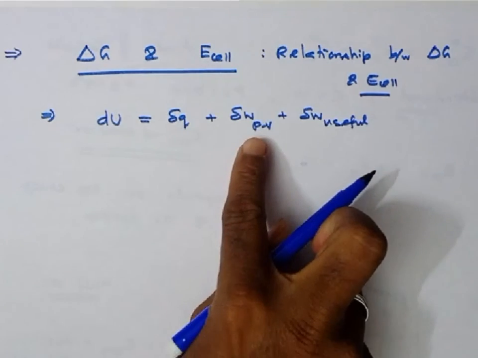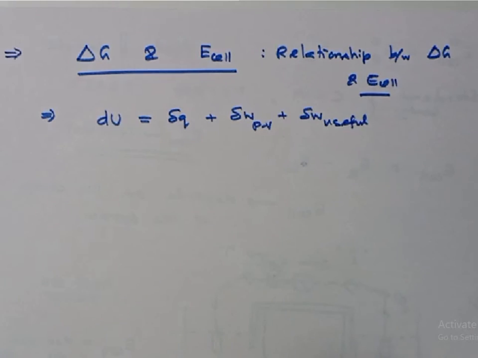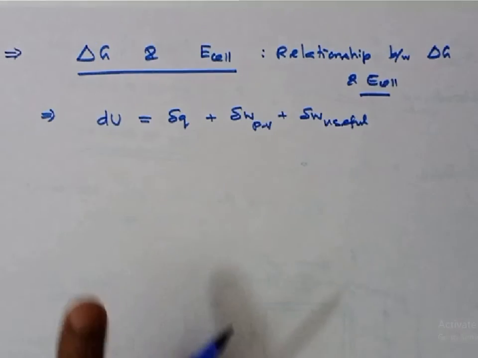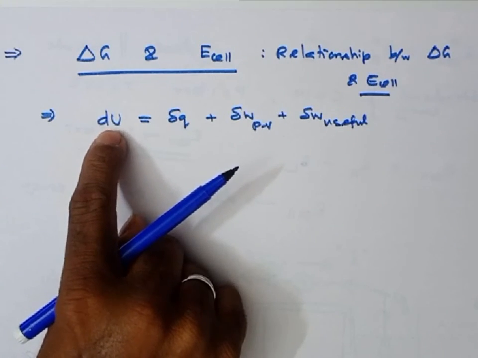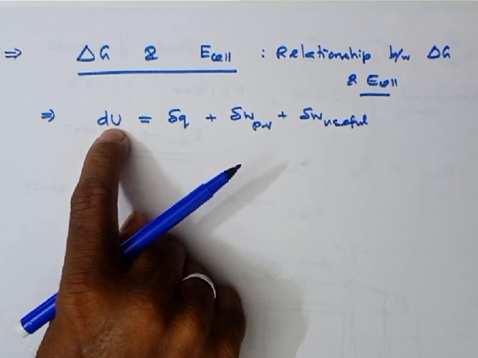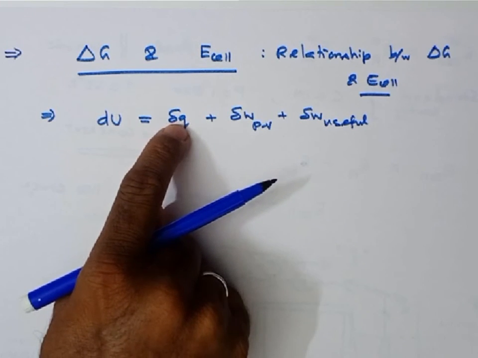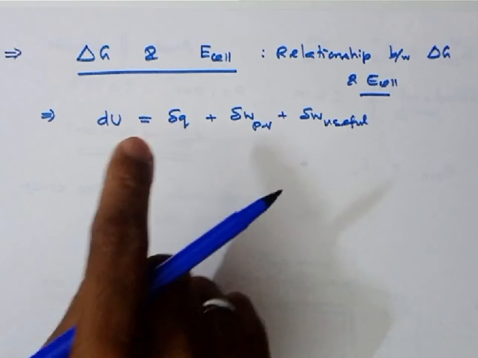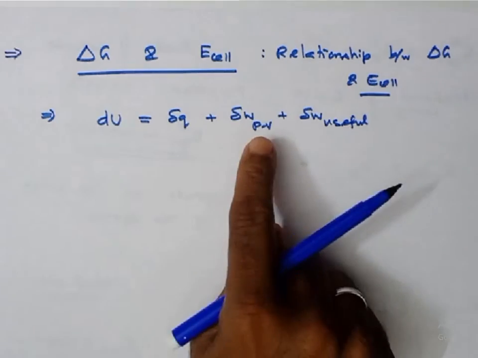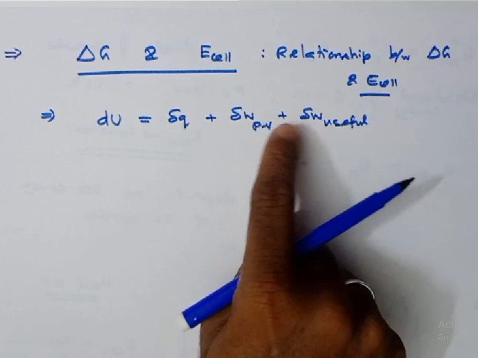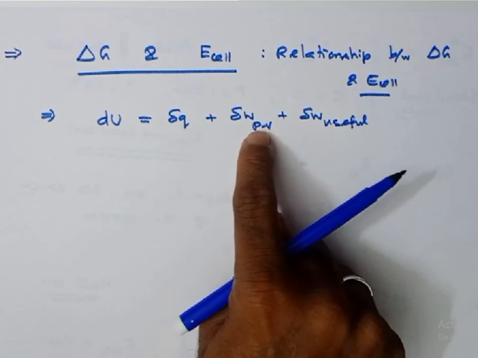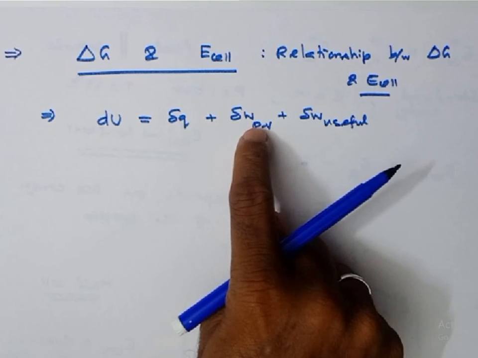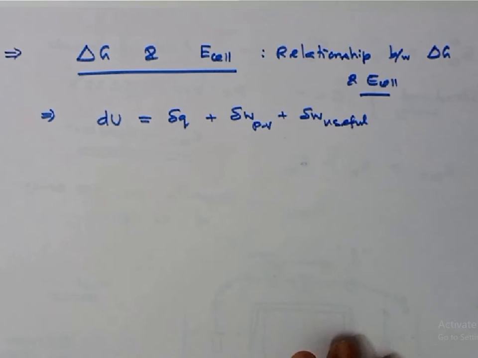Okay, pressure volume work done. The other one is called useful work done. Students, observe carefully. dU is nothing but change in internal energy. Del Q is the heat transferred, from surrounding to system or system to surrounding, whatever it is. Delta W I have divided into two: one is PV work done, the other one is useful work done.